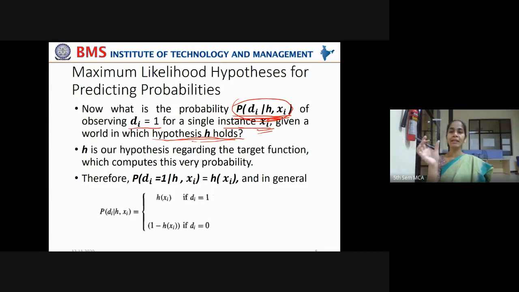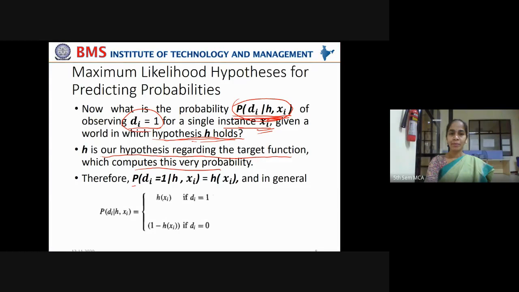There is a statement made that 92% of the patients survive with these symptoms. Now a new instance xi is given. What is the probability of its outcome being 1? That is this question. Now h is our hypothesis regarding the target function, which computes this very probability. So h is our hypothesis related to our target function, and it computes the exact probability we want of observing this particular training instance and the outcome becoming 1.